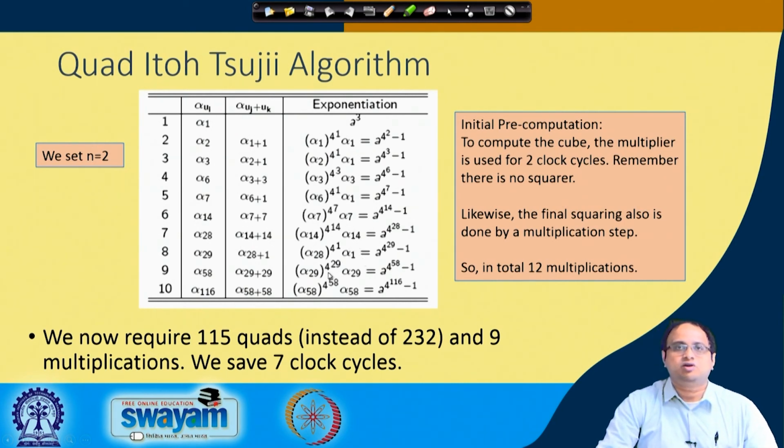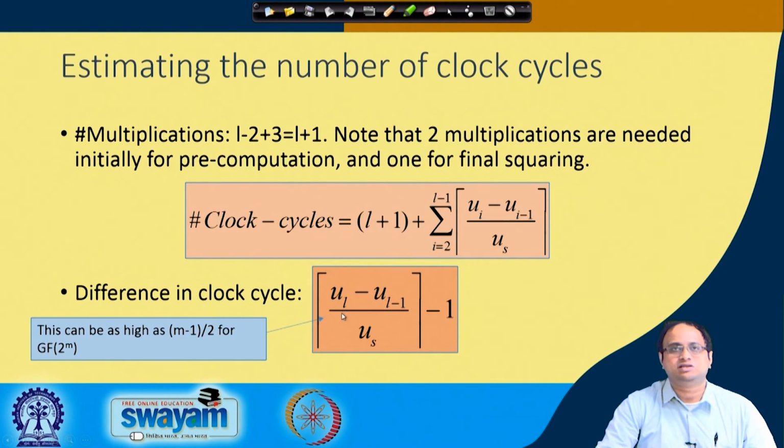Okay. Number of quad operations, you have to do 115 quad operations instead of 232, okay, which you did in the corresponding case when you were operating with beta, and you also save 7 clock cycles, okay, in the process. So, therefore, if you just write this entire stuff, then you will see that the number of clock cycles is as follows: L plus 1 plus sigma. Now, i goes from 2 to L minus 1. In the previous case, i was running from 2 to L.